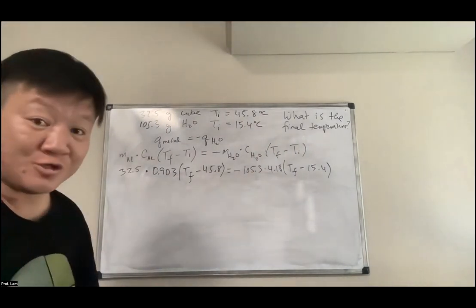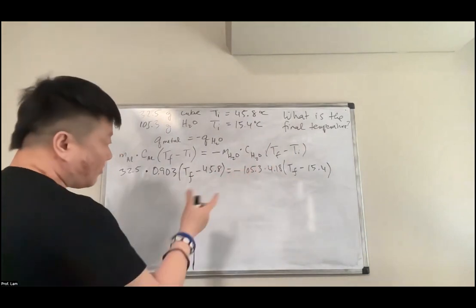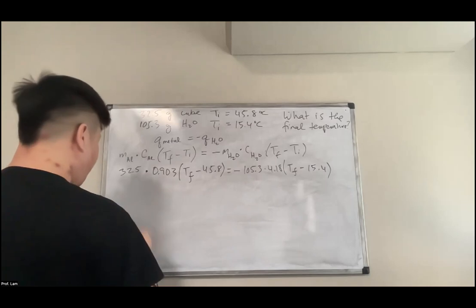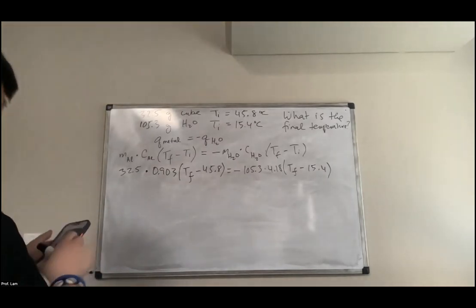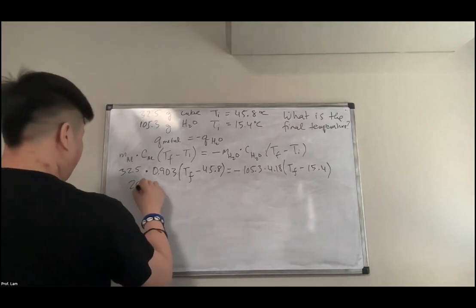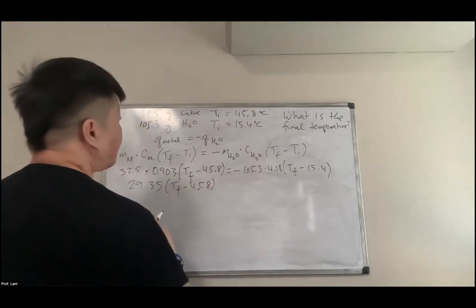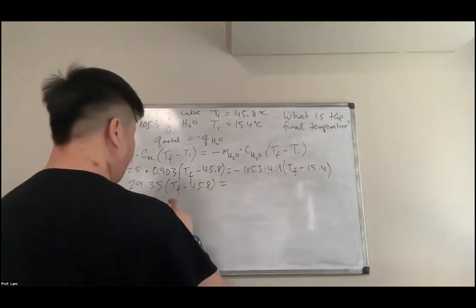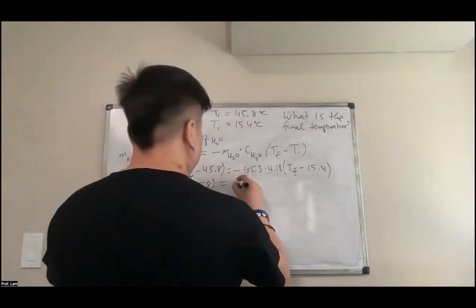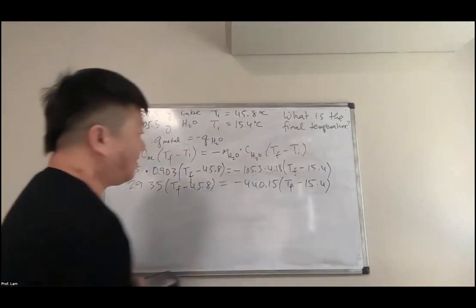Okay, so algebra, guys, right? We have everything except for TF, and all we have to do is solve for TF. So I have to get TF by itself. What I would do first is multiply these two numbers together, right? So I will have 32.5 times 0.903, so 29.35 times TF minus 45.8 is equal to, and then I'll multiply these two together, 105.3 times 4.18. It's negative 440.15 times TF minus 15.4.